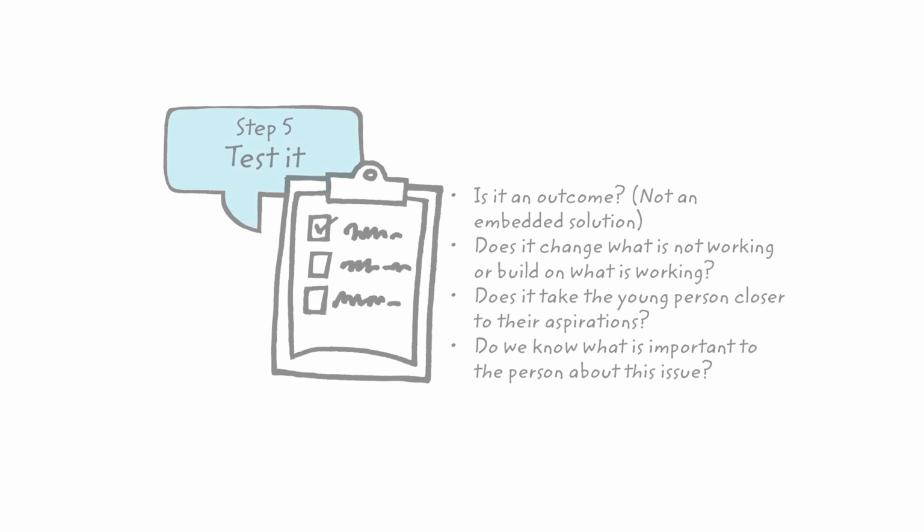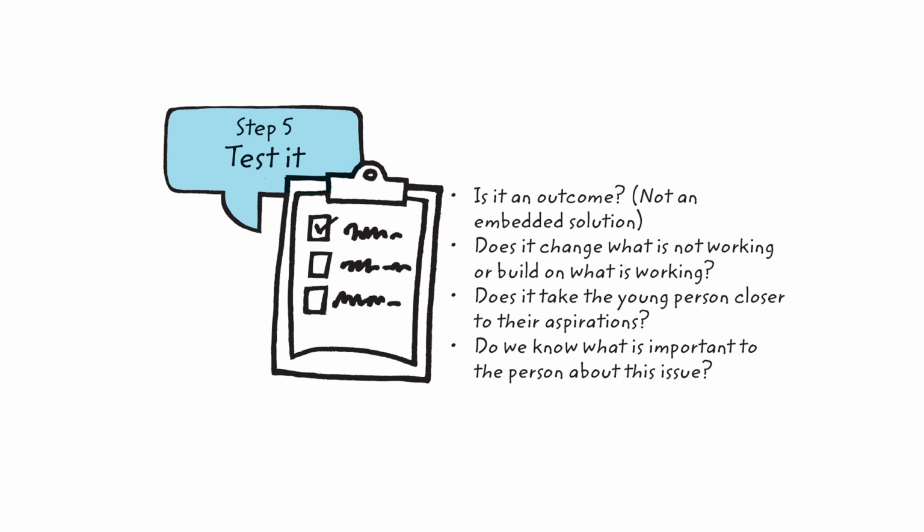Step 5, test it. We now need to get clear and specific by asking some questions. There are 2 main things to check if your ideas so far are actually outcomes or actually solutions disguised as outcomes, and also that we haven't drifted off the initial starting point too far.